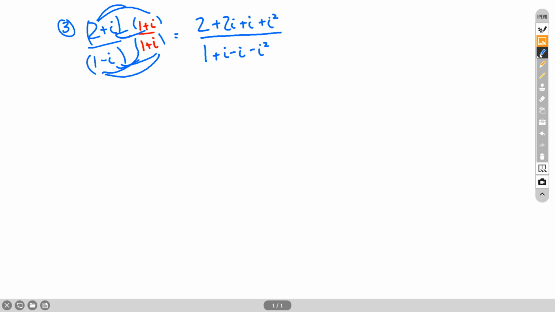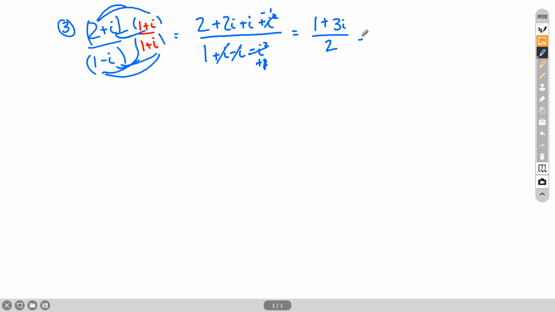All right, let me reduce a bit of this. So this i squared becomes negative 1. So I got 2 minus 1, which is 1. These two combined to give me 3i. So my numerator is 1 plus 3i. In the denominator, these two cancel out. And then negative i squared is negative negative 1, which is positive 1, so 1 plus 1. So I have 2 in the denominator. All right, cleaned it up a little bit.